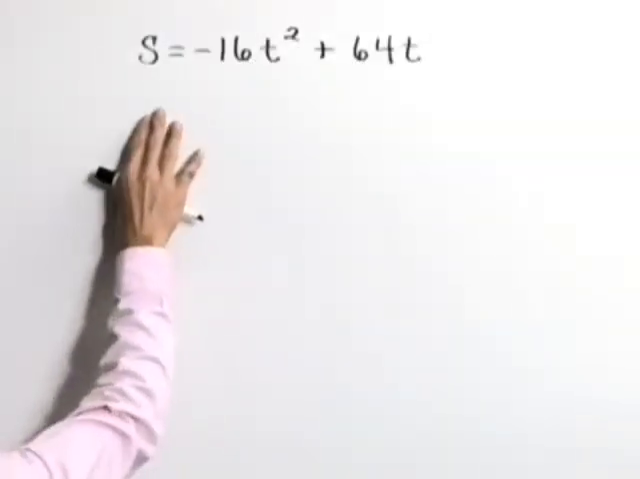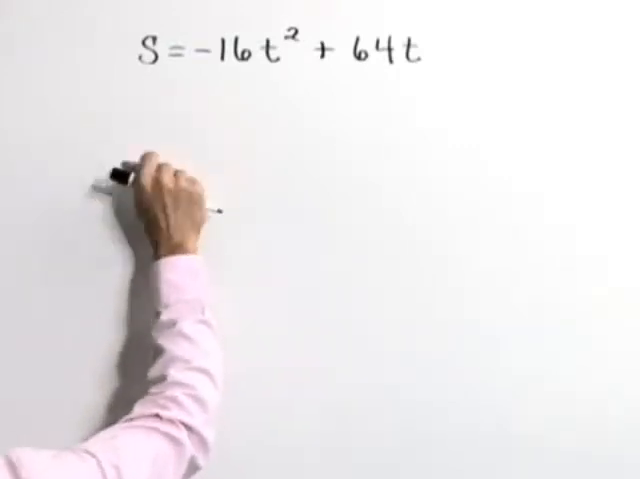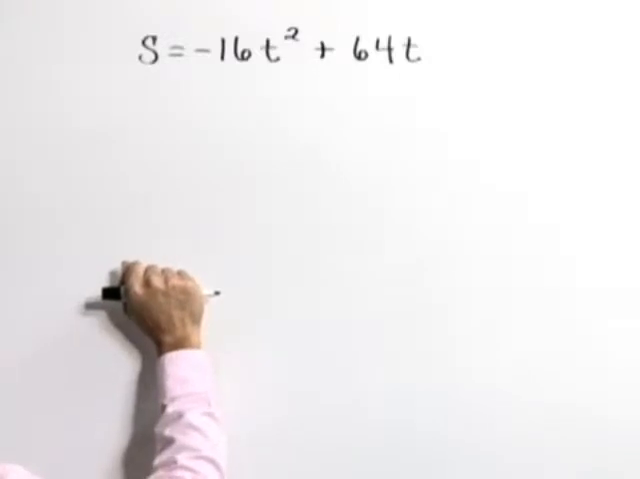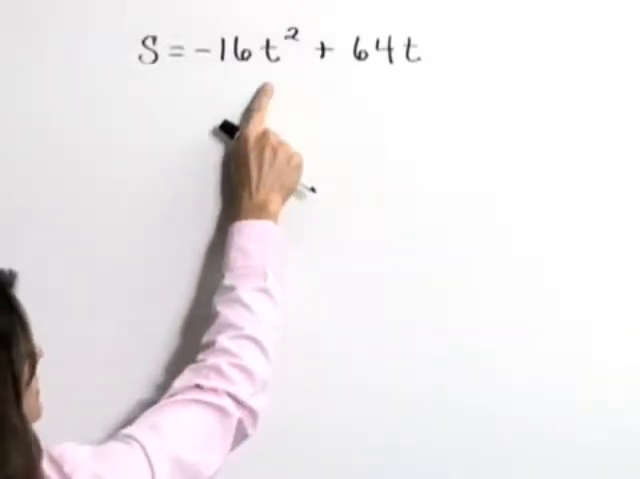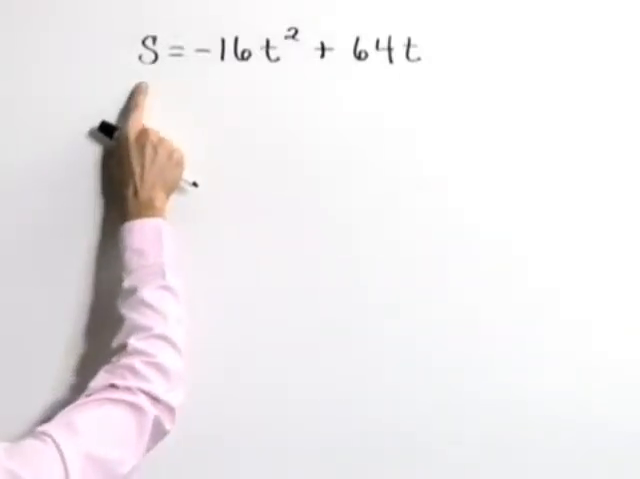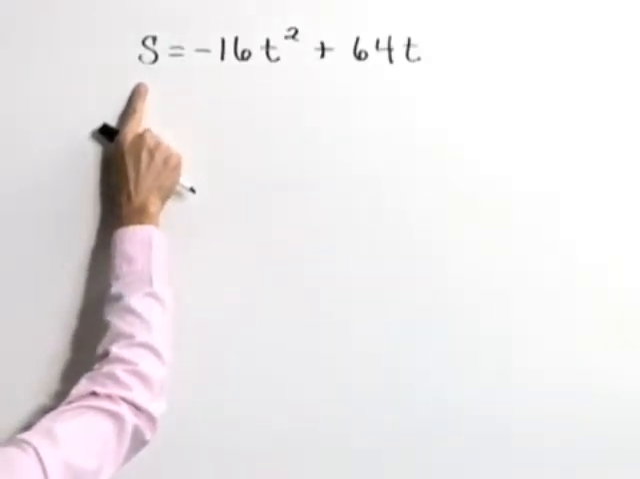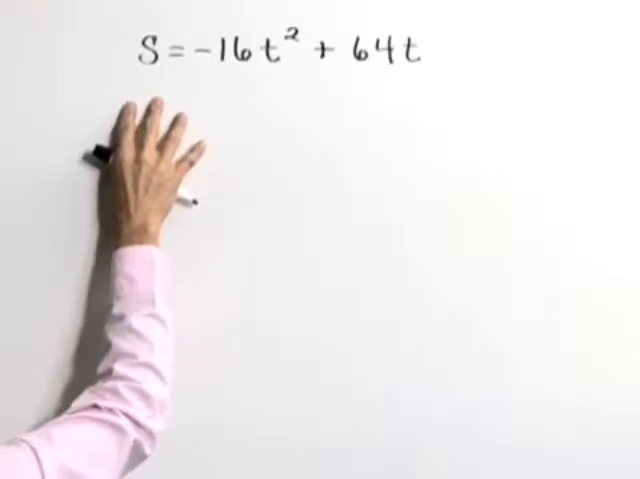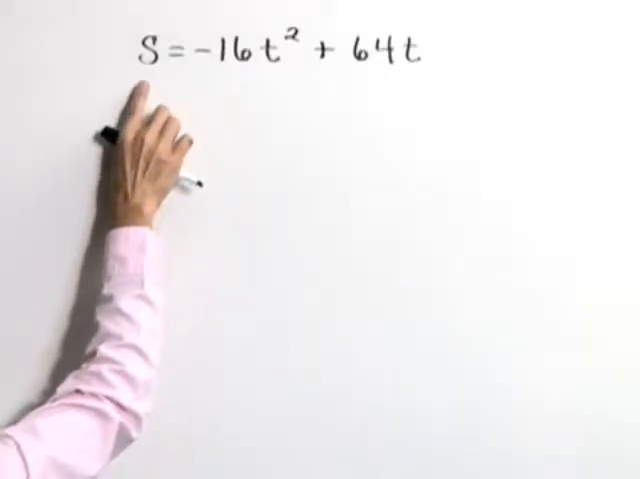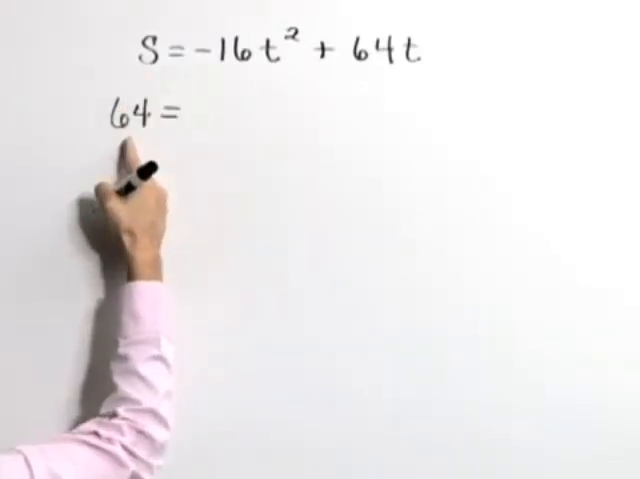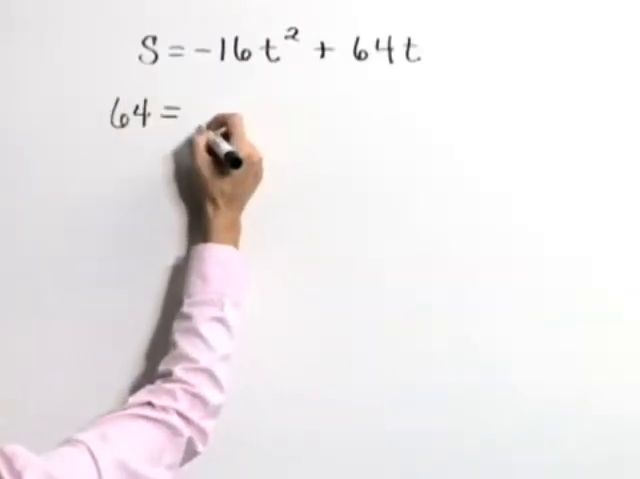So we have our equation, s is equal to negative 16t squared plus 64t, where t represents time in seconds. S is the height of this object in feet. Our question is, at what time or times will the object be 64 feet? So we're going to substitute 64 in for s. We're going to solve for t.